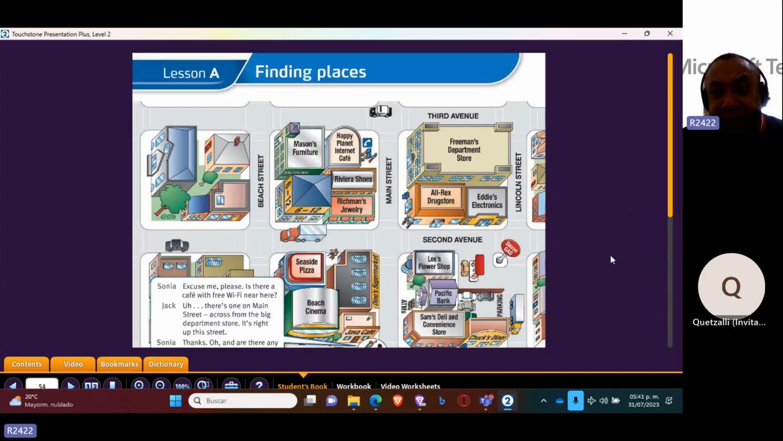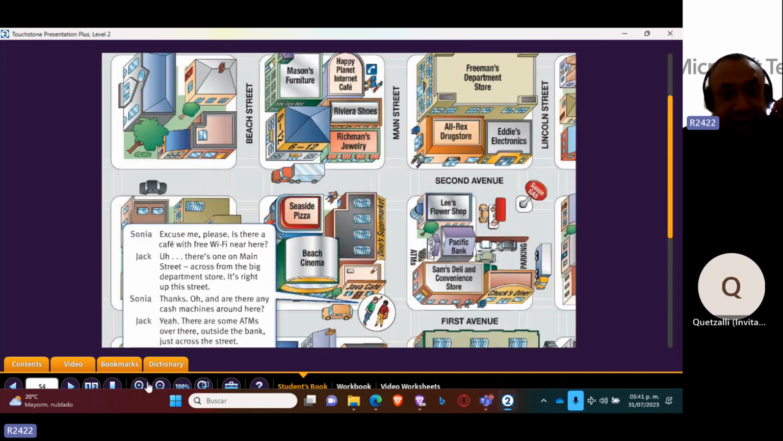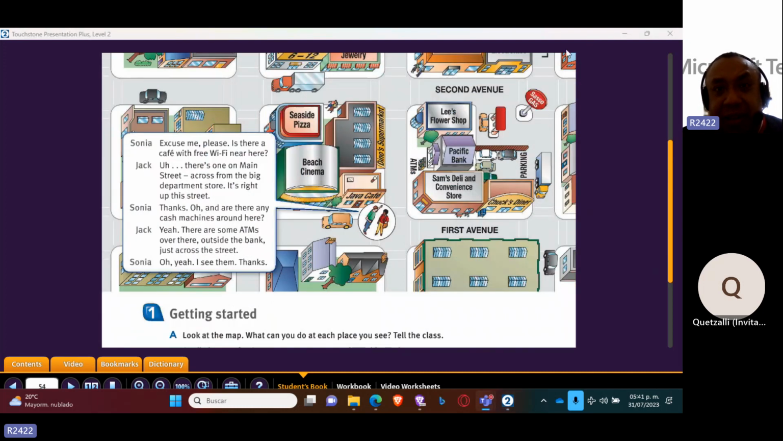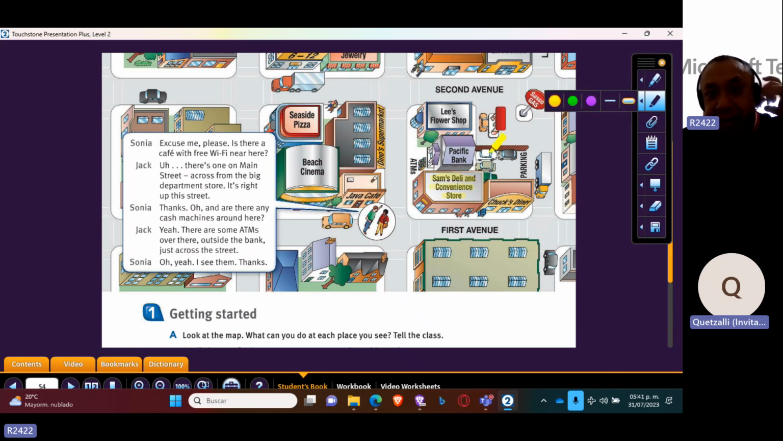Here it says finding places, okay? So here we have a map, and we have several places. We have, for example, Seaside Pizza, Beach Cinema, Sam's Deli and Convenience Store. ¿Qué será esto? Like 7-Eleven and restaurant. Exactly. Very good. So here we also have a Pacific Bank.